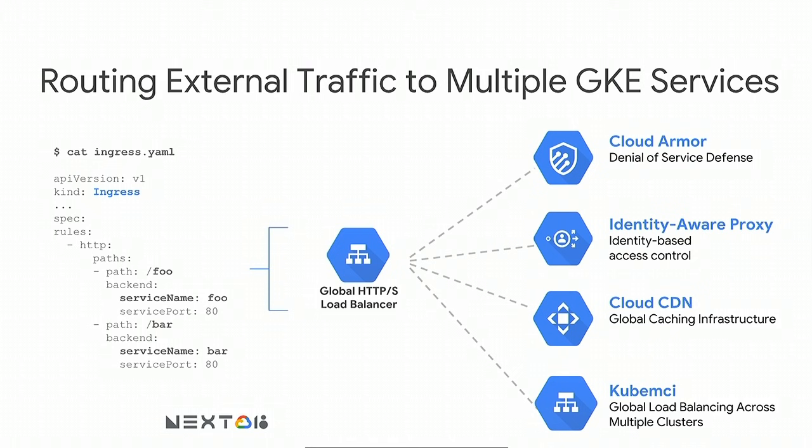So if we're using the global HTTPS load balancer, we're able to use things like Cloud Armor to protect against DOS attacks. We're able to use identity-aware proxy, which is basically enforcing identity-based access control in front of services, and Cloud CDN. And then I want to call out one thing that's really cool and very unique to Google Cloud Platform, and that's kubemci. This might not be a getting started topic, but certainly a lot of customers are headed in that direction: running multiple clusters in different geo regions. With kubemci, we can configure our load balancer not only to front multiple services, but to actually front multiple different clusters across the globe.